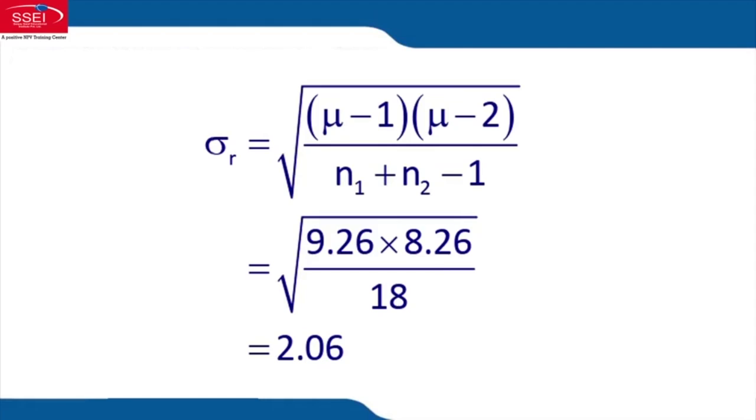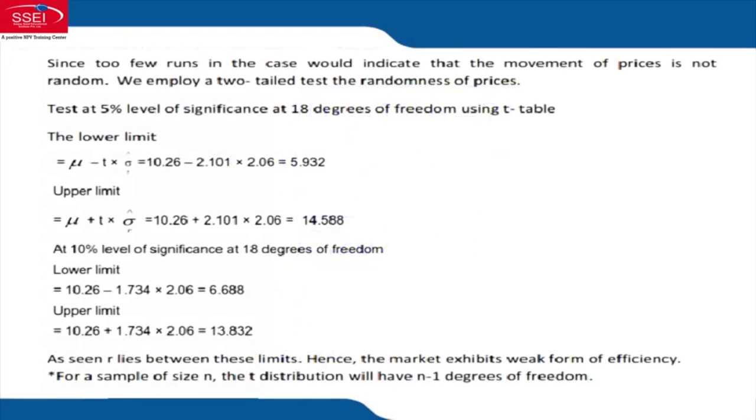So we have the mean, we have the SD, and we have the runs. Runs was what? 8. So we have to convert the 8 into a T statistic, which we can do in two ways. One is R minus mu divided by standard deviation, or we can do it via the interval method. Let's see by which method they have done. They have done it by the interval method, that is mu minus T into standard deviation, mu plus T into standard deviation. So they got 5.932 and 14.588. If R lies between these two, then the market is efficient. But if R lies outside, in that case the market is inefficient.